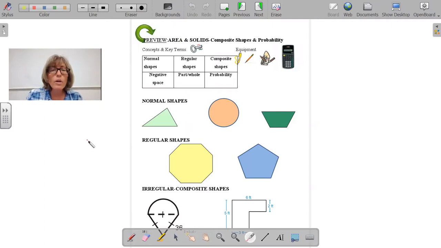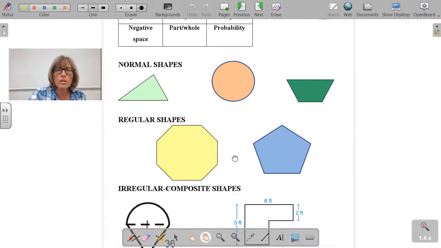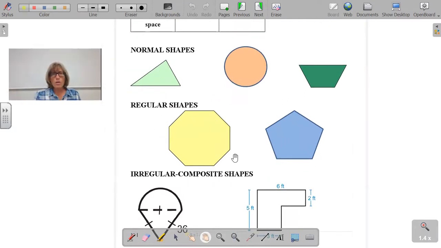We're going to talk about area of regular and irregular, also known as composite shapes, area of composite shapes. So there's a couple shapes that we've already discussed. Normal shapes are just normal shapes. Triangles, circles, trapezoids, they're a single shape, but they're not regular.